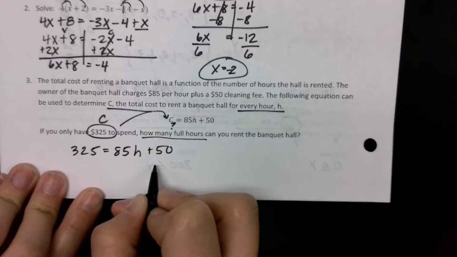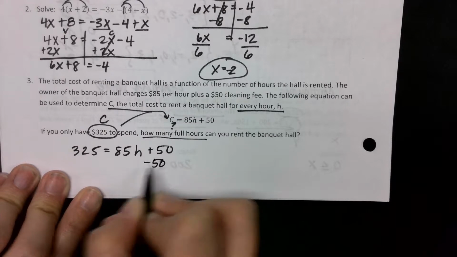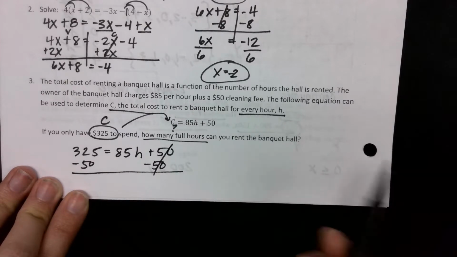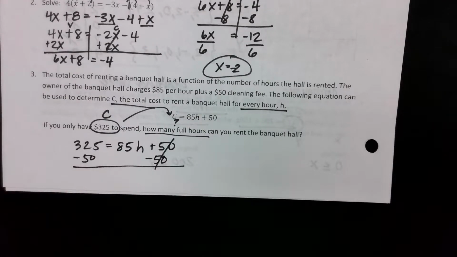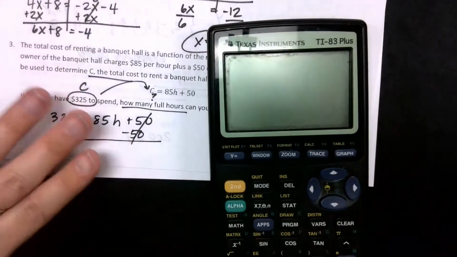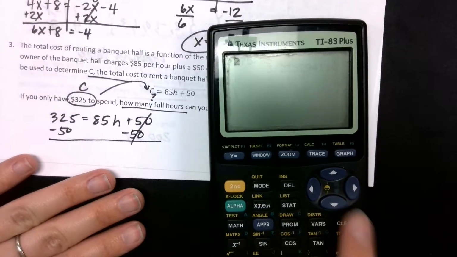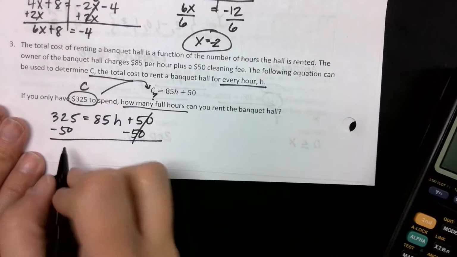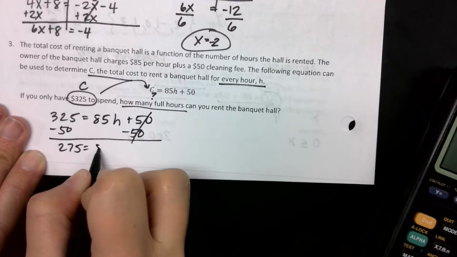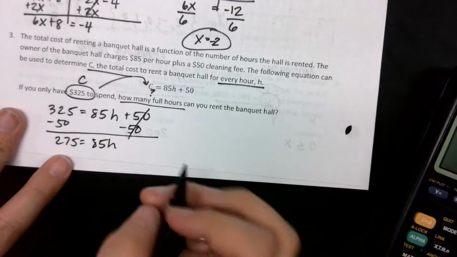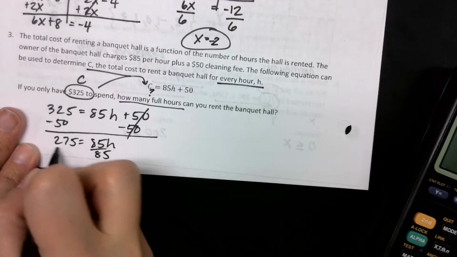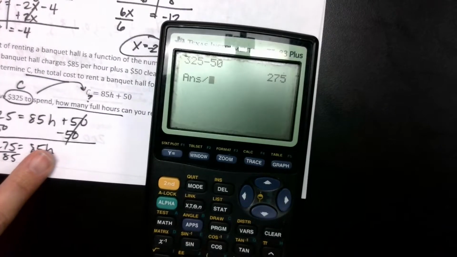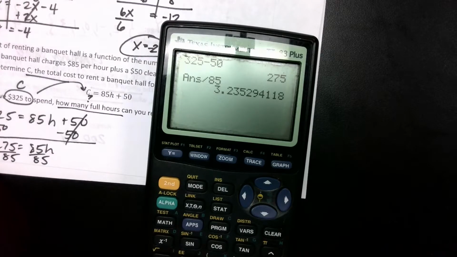If I'm adding 50 on the same side as the H, I need to subtract 50. Again, I want to just get my H by itself, isolate my variable. 325 minus 50, let's see what that is. $275. Get rid of the 85, divide. 275 divided by 85 is 3.23.